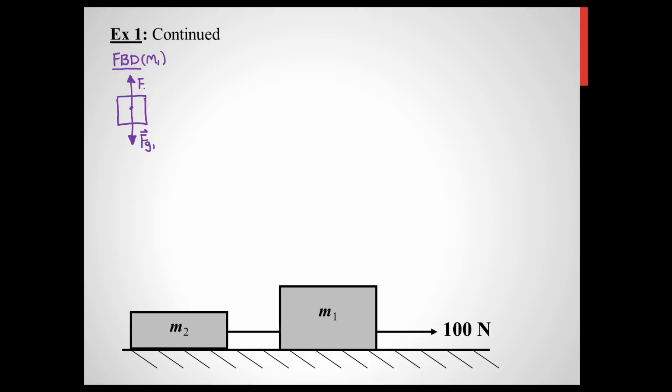You have a normal force that is equal in magnitude, opposite in direction. We're going to call that Fn1. You would have this force pulling towards the right, which we would call Fa1. You would have some friction that's opposing the direction of motion, so I'll say Ff1.